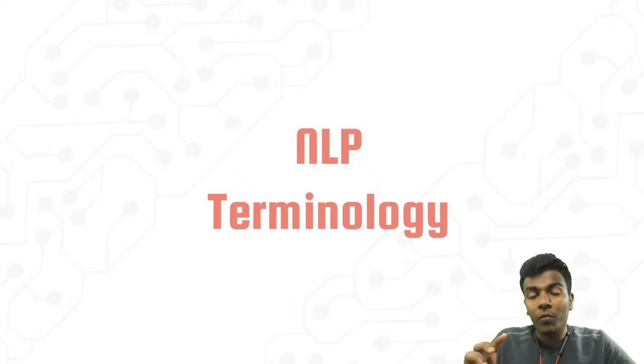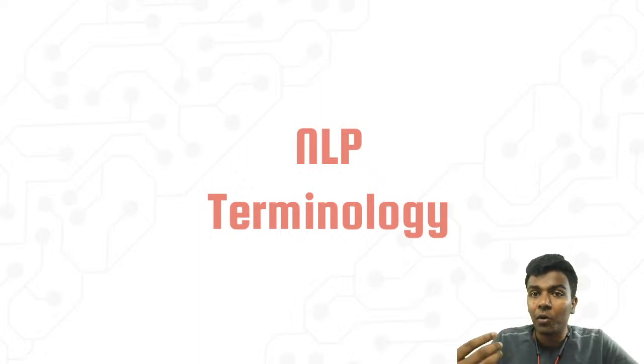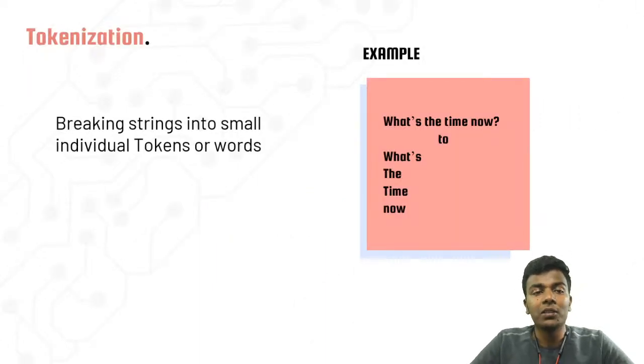So for that, there are a lot of processes that need to be done before identifying or replying back, because if you are asking a chatbot some questions, we want to understand them. So there are a lot of backend processes running, which is known as NLP terminology. The first terminology is tokenization. So what is meant by tokenization?